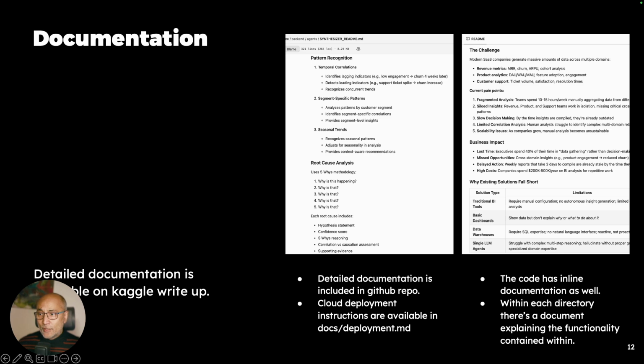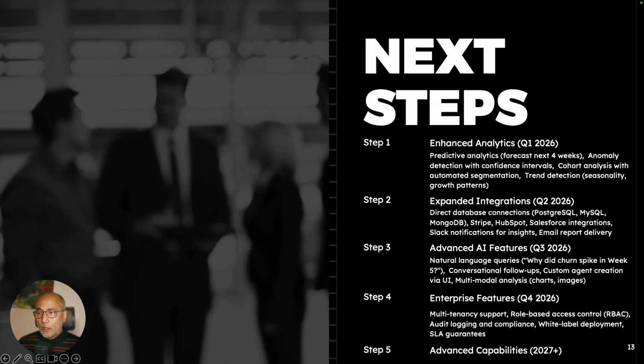Full documentation is available on the Kaggle write-up, and the GitHub repo has inline documentation and README files in every directory explaining the functionality. Looking ahead, predictive analytics, expanded integration with Stripe and HubSpot, natural language queries, and enterprise features. This is a production-ready foundation.